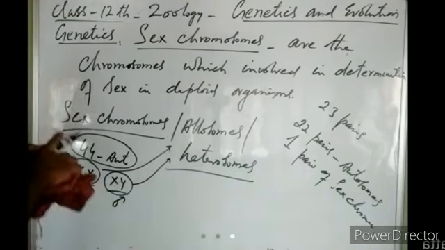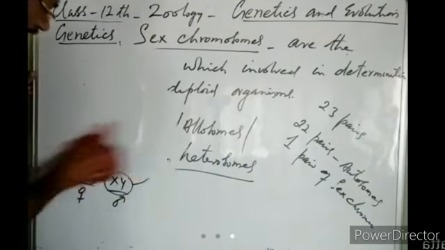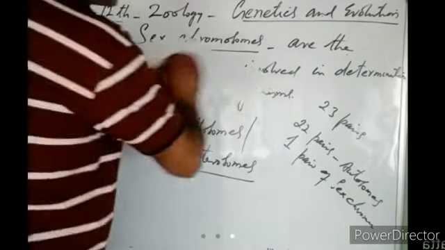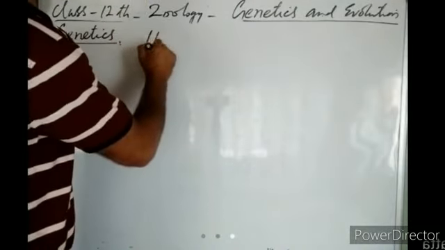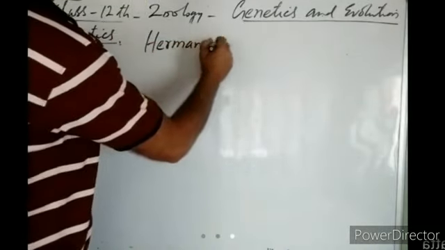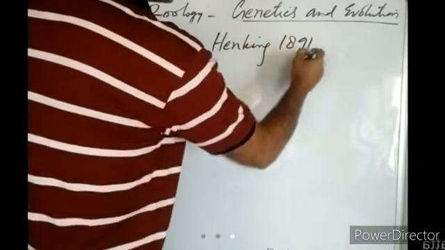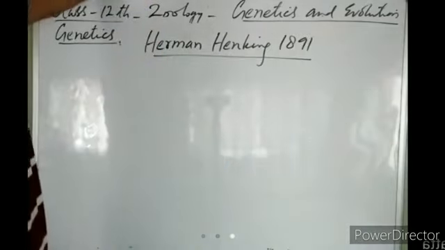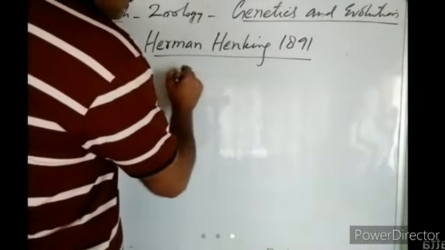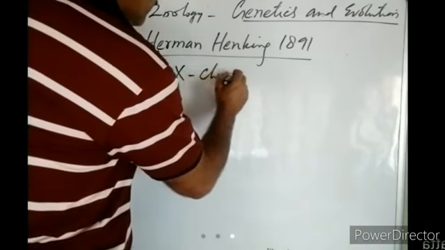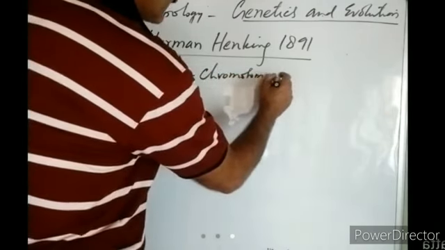Who discovered this sex chromosome? Sex chromosomes were first reported by Hermann Henking in 1891. It was Hermann Henking in 1891 who first time reported sex chromosome X.